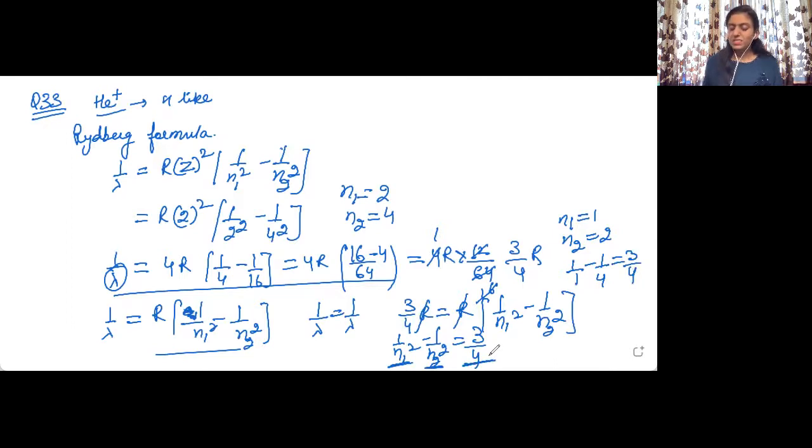Okay, so this means if we are having hydrogen atom, to get the same wavelength as that of this very transition in case of helium He+ ion, n1 should be equal to 1 and n2 should be equal to 2. That is, the electron should jump from the second energy level into the first energy level. Hope this is clear to you. Now let us move into the next question, that is question number 34.